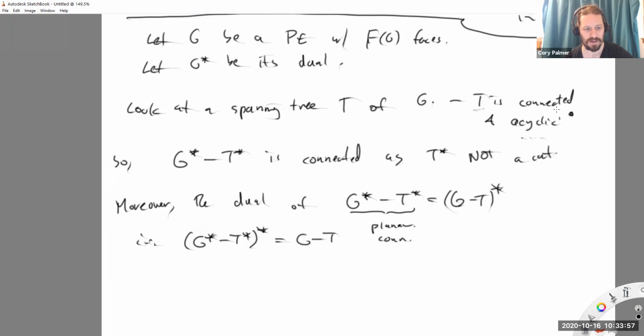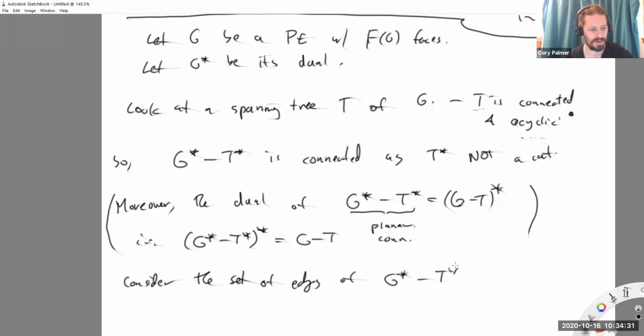That does require a little bit of a proof there, but I don't even need this fact here and this fact here. So I'm going to put this in parentheses, because I'm kind of making the wrong observation. Now consider the set of edges. So this, what's in parentheses, also leads to the argument. I just want to rephrase it a little bit, of G star minus T star. If I think of this as a set of edges, it's a connected set of edges.